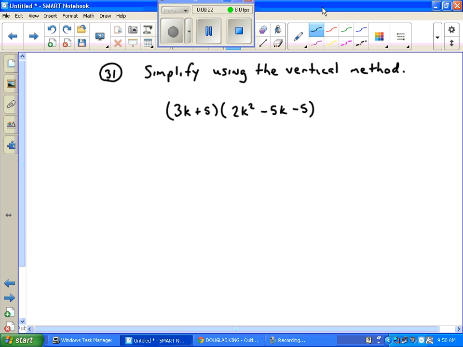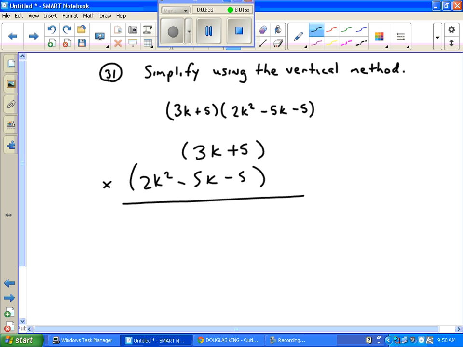So you have something that looks like this: 3k plus 5 over 2k squared minus 5k minus 5. And you just multiply. That's what it means by doing it vertically. So we're going to take this first term, negative 5, and multiply it by everything at the top. Negative 5 times 5 is negative 25, and negative 5 times 3k is negative 15k.